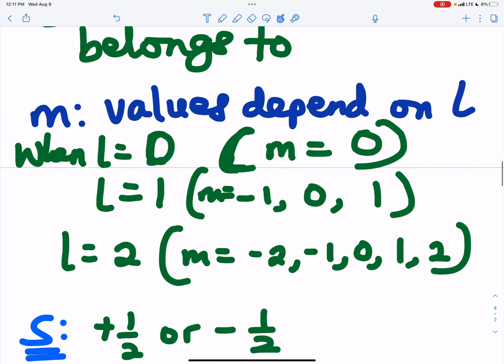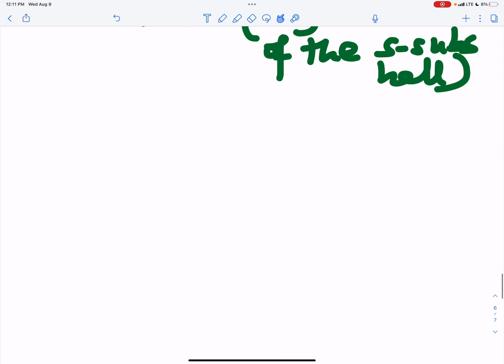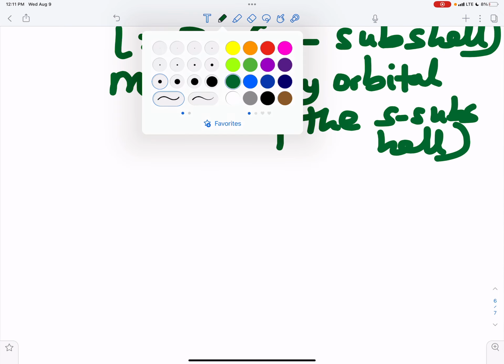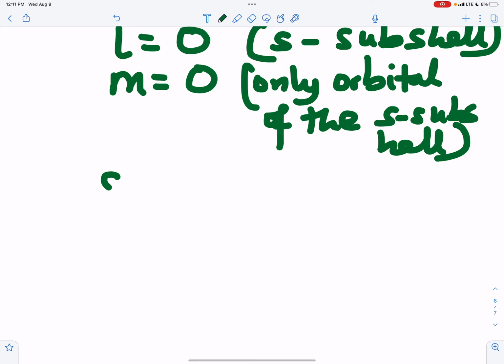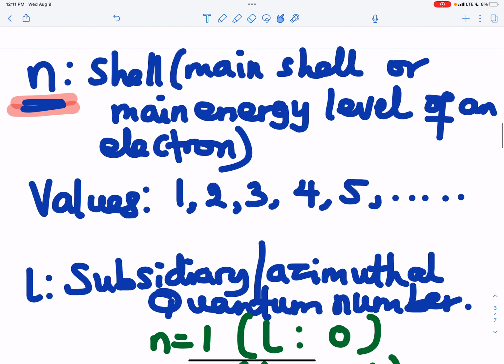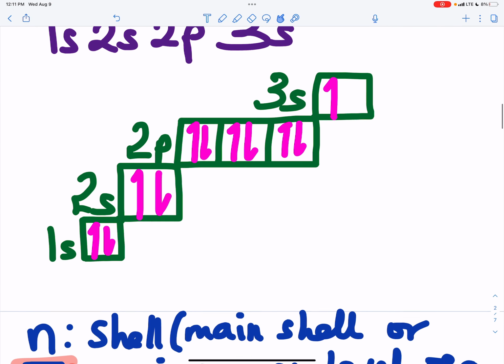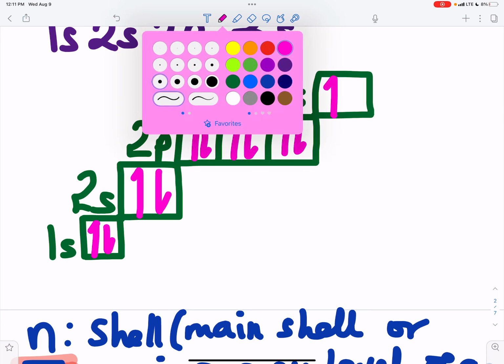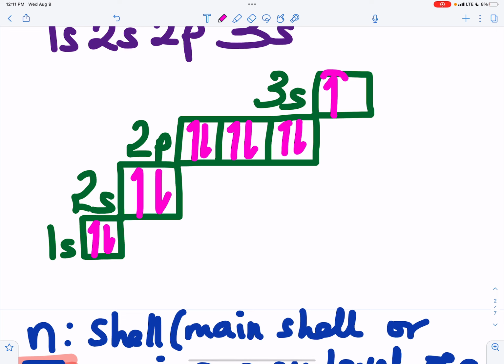Let's now go ahead and write its value for the last quantum number. The fourth quantum number is S, which is the spin quantum number. If you look at it, the S room can take 2 electrons. I'm coming back here all the time, sorry. This S room can take 2 electrons. One can sleep and face the door. The other one can sleep and face the window.